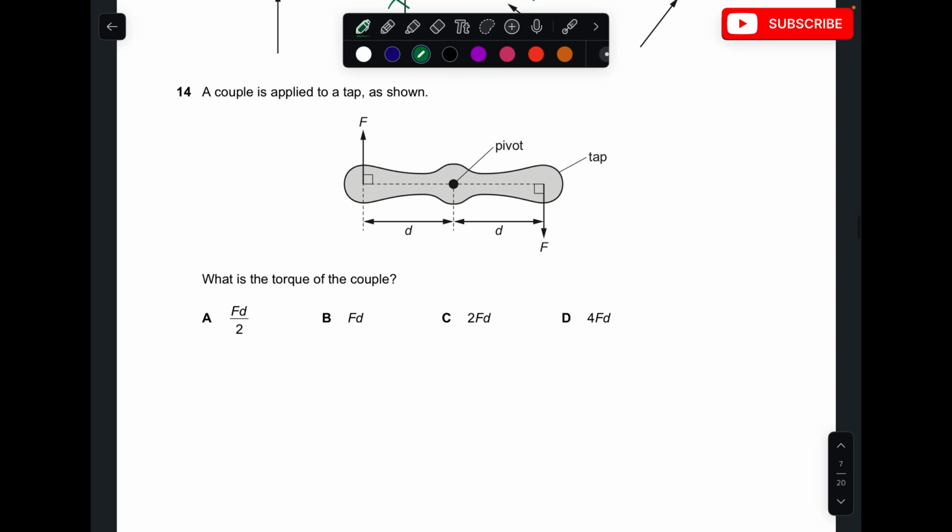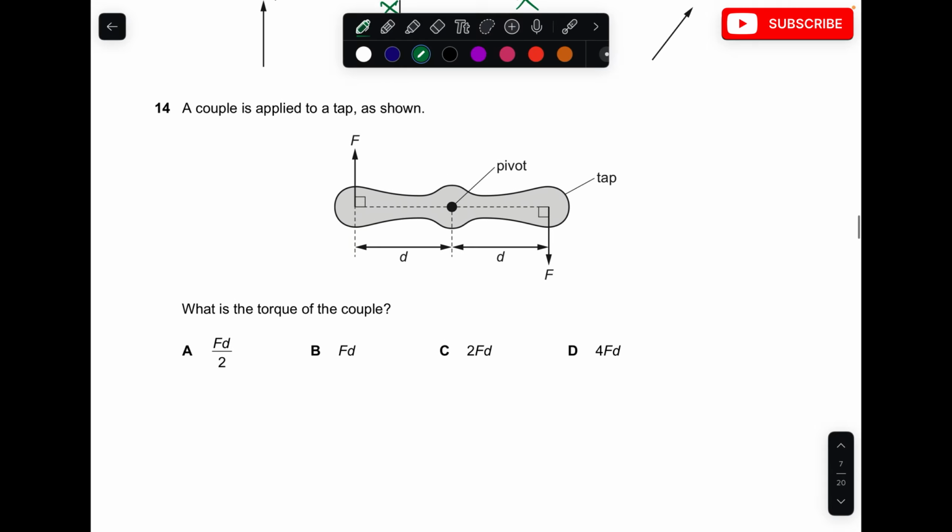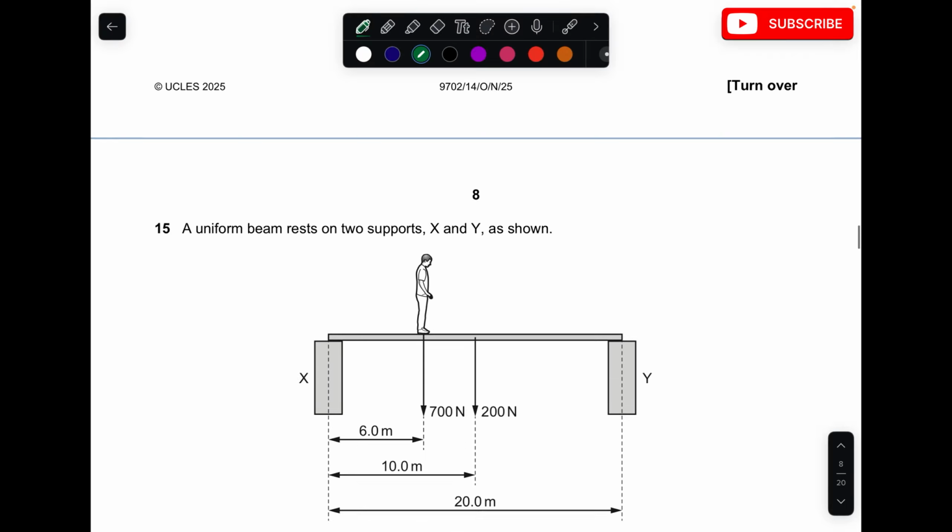Moving forward, question 14. A couple is applied to a tap. What is the torque of the couple? Okay, for the couple, you just have to multiply the force one time with the distance between the two forces. So force is F and distance between them is 2D. It can be written as 2FD, option C.